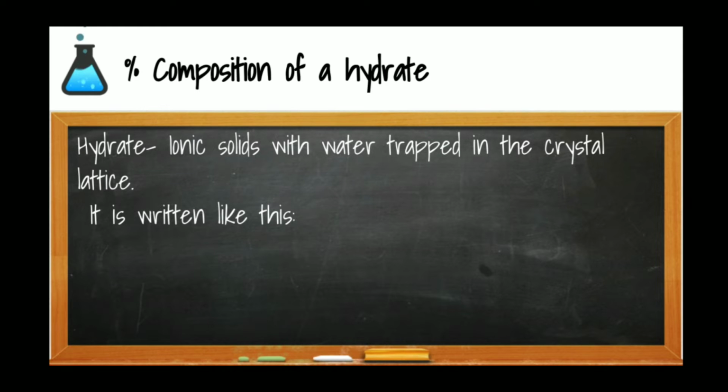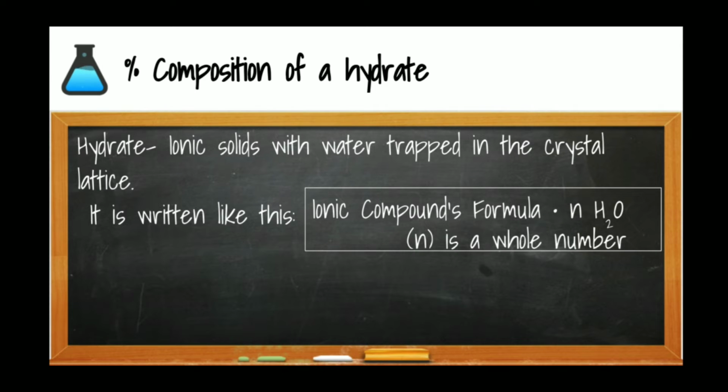A hydrate is an ionic solid where water is trapped in its crystal lattice structure. When writing the formula of a hydrate, you'll see this large dot followed by a coefficient n, which is a whole number of waters that are trapped within each part of the crystal. So for instance, here we have copper sulfate pentahydrate. For every one copper sulfate, there are five waters trapped within the crystal.